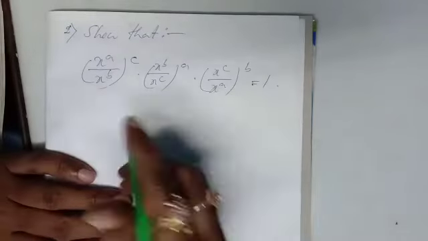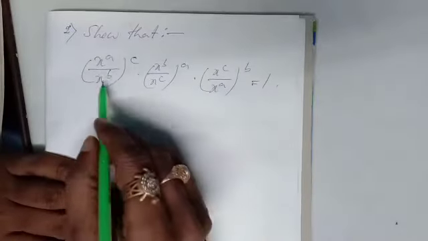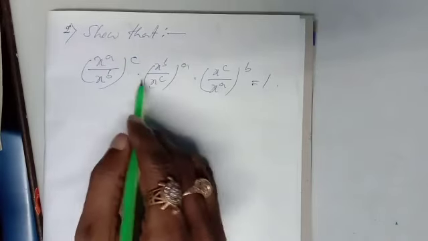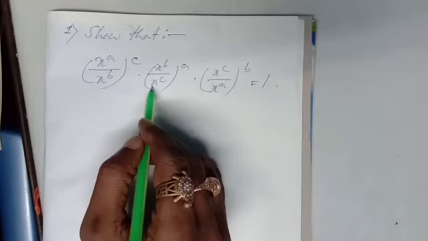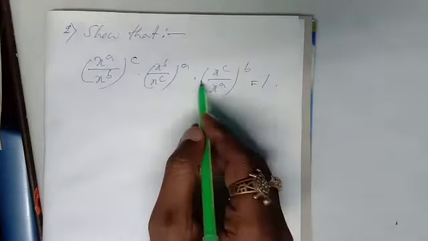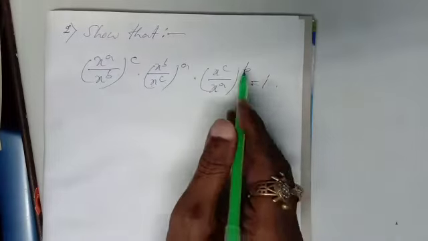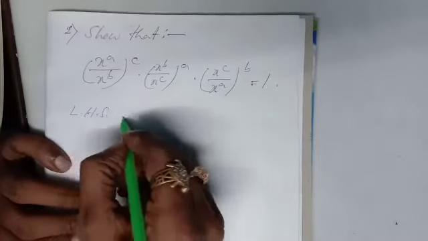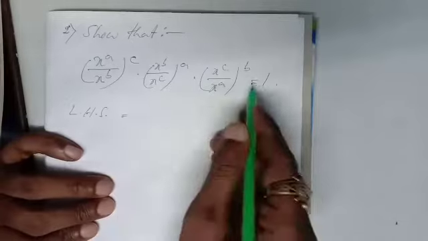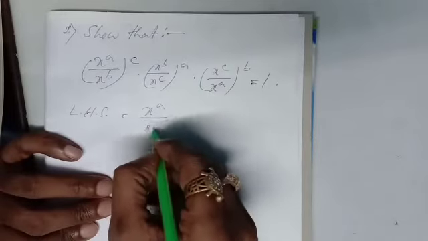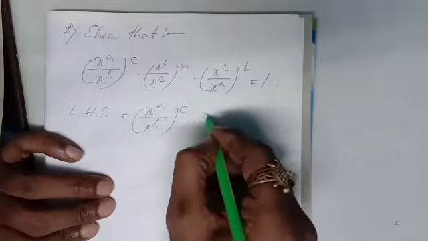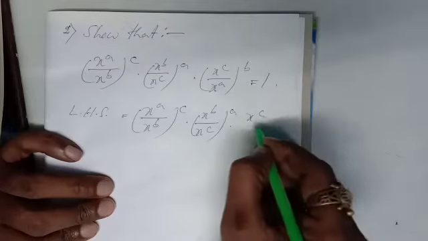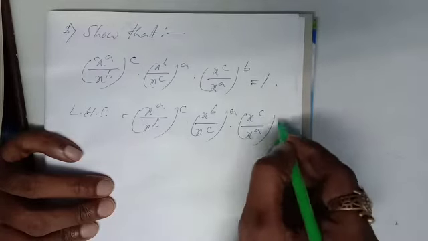Question number 2. A proof type question is given, so that x to the power a by x to the power b whole to the power c into x to the power b by x to the power c whole to the power a into x to the power c by x to the power a whole to the power b equals 1, you have to prove. First write the left hand side. After writing the left hand side, copy the question before the equal to sign, that is x to the power a by x to the power b whole to the power c into x to the power b by x to the power c whole to the power a, and this is x to the power c by x to the power a whole to the power b.